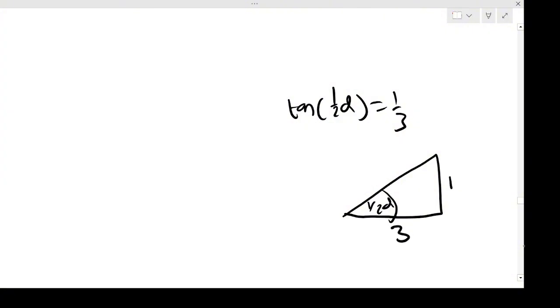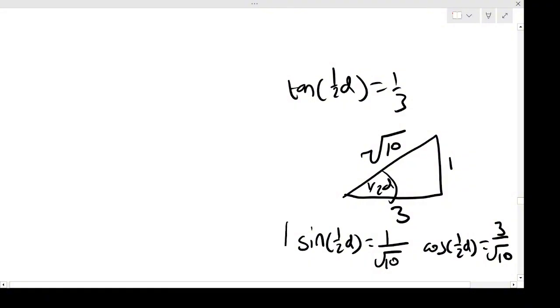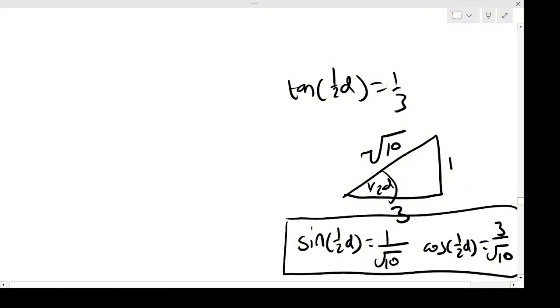Now, due to Pythagoras, the hypotenuse is going to be 3 squared plus 1 squared, which is 10, so it's going to be root 10. Hopefully happy with this, right? So sine of a half alpha is opposite over hypotenuse, so it's 1 over root 10. Likewise for cos, that's adjacent over hypotenuse, so it's 3 over root 10. So we've got expressions for sine and cos of a half alpha.